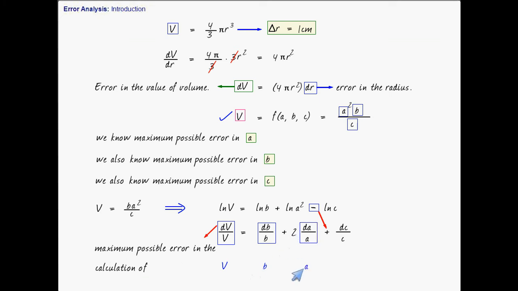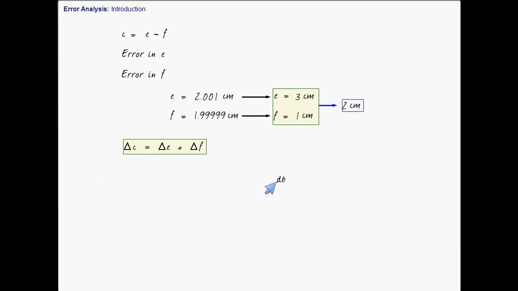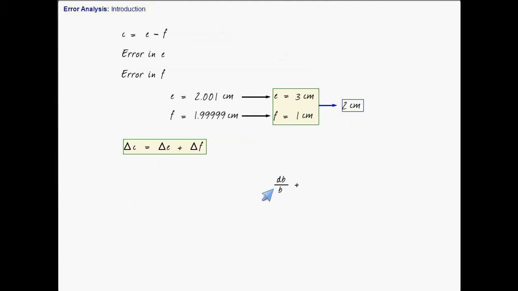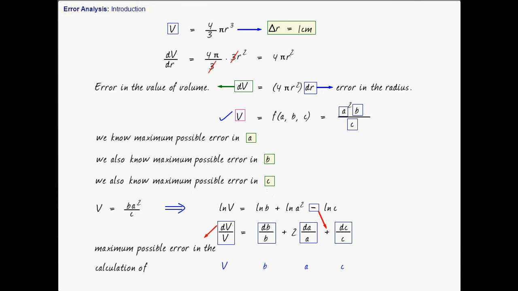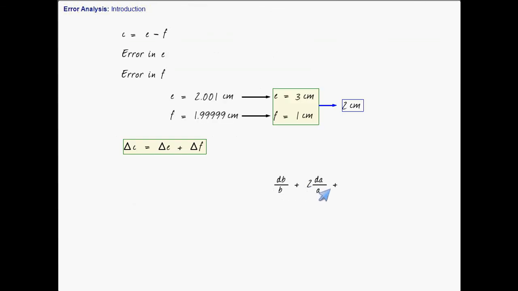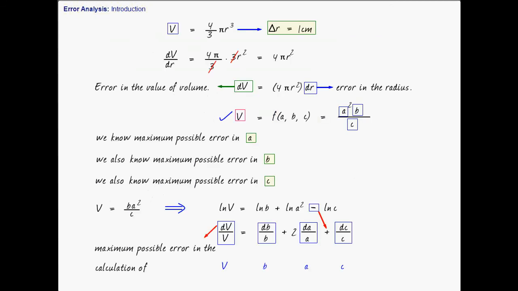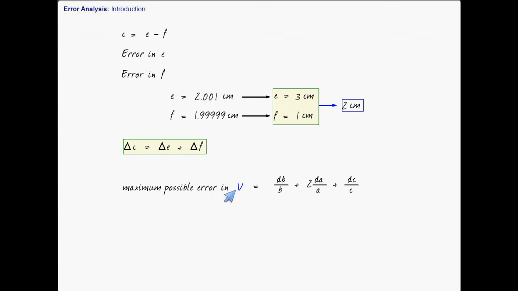If you add all these errors, dB by B plus 2 times dA by A plus dC by C, this gives the maximum possible error in the measurement of V. Because we are not measuring V directly, we are measuring B, A and C, and we know the least count of the devices used to measure B, A and C. So this is the total maximum possible error in the calculation of V.